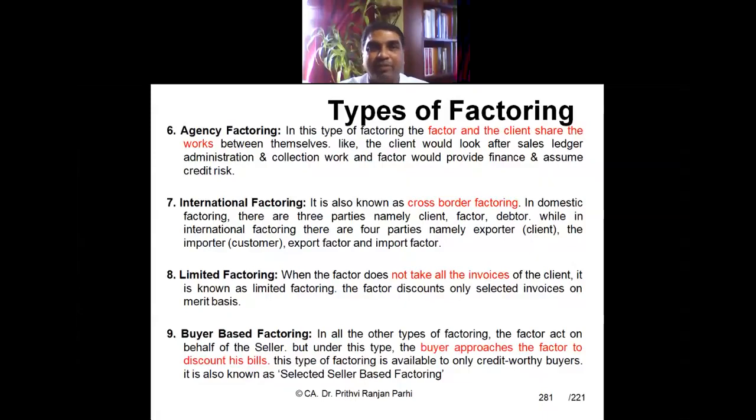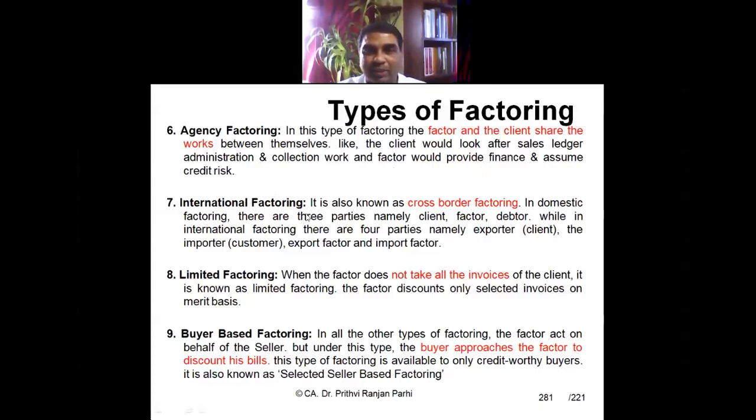That means some of the activities are done by the company and some of the activities are done by the factor. Yes, sir. Suppose normal sales ledger administration can be done by the company, and collection can be done by the factor. Like this, they share the entire factoring. That is called agency factoring.